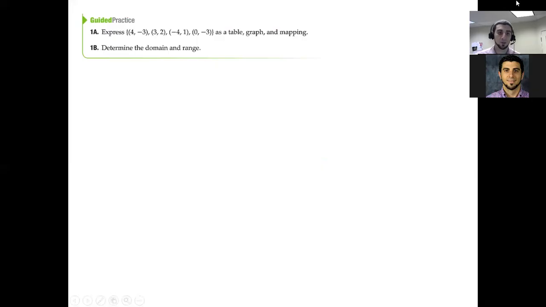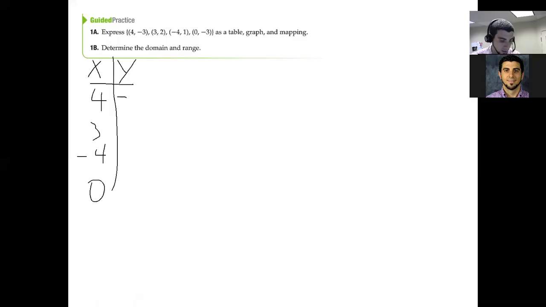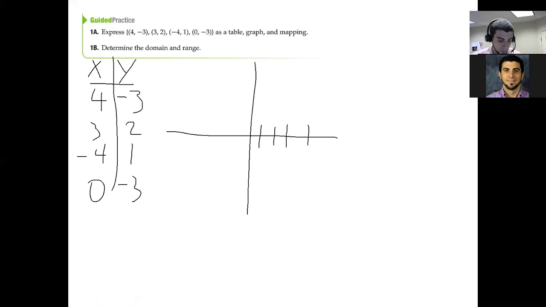All right, we're back. So a table, you would do x, y, and 4, 3, -4, 0. Then 4 is mapped with -3, 3 is mapped with 2, -4 is mapped with 1, and 0 is mapped with -3. As a graph, 4, -3 would be there. 3, 2 would be there. -4, 1 would be right there. And 0, -3 would be right there.